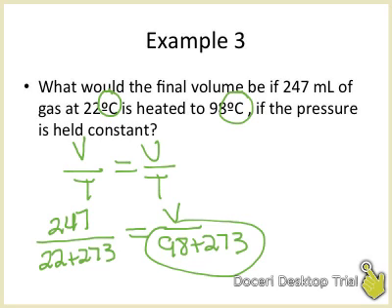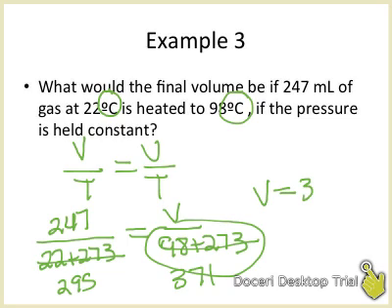So now basically what I'm going to do is 247 divided by 295, because this is 295, right? Okay, and then I'm going to multiply that by 371, right? So my volume is going to equal 310 milliliters. So now, let's make sure this makes sense.